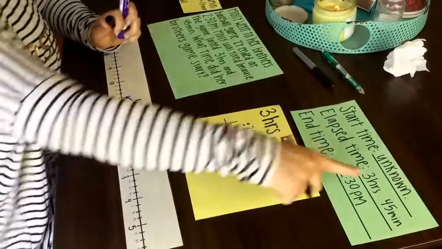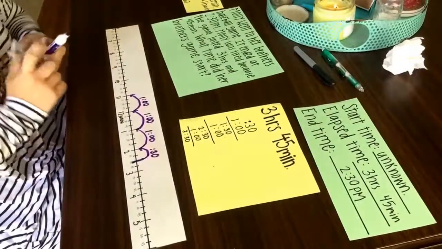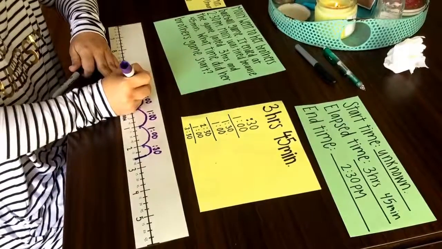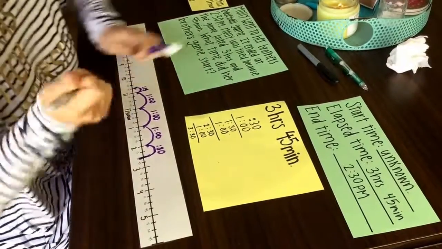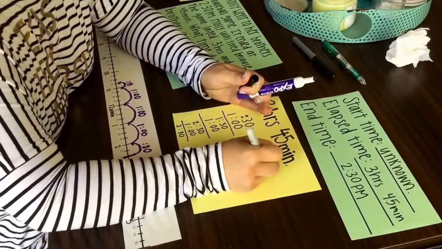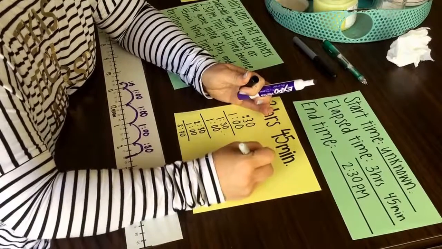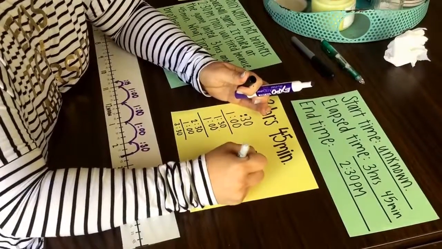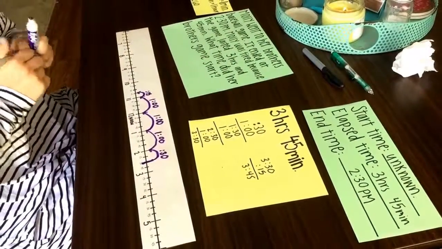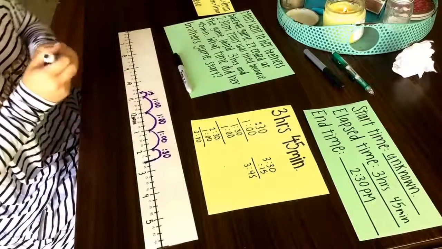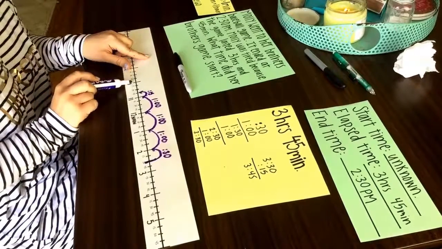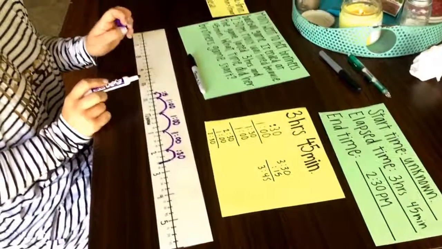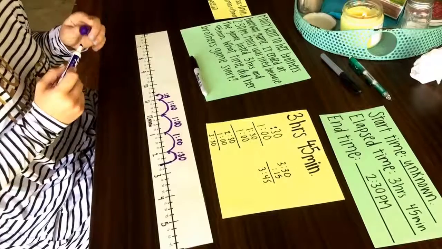And we know our elapsed time is 3 hours and 45 minutes, so the last jump we're going to make is going to be a 15-minute jump. So we've jumped 3 hours and 30 minutes. We add our 15-minute jump, and we have jumped 3 hours and 45 minutes to get our elapsed time. And if we look at our number line, we know that her brother's game started at 10:45 a.m. So Molly's brother's game started at 10:45 a.m.